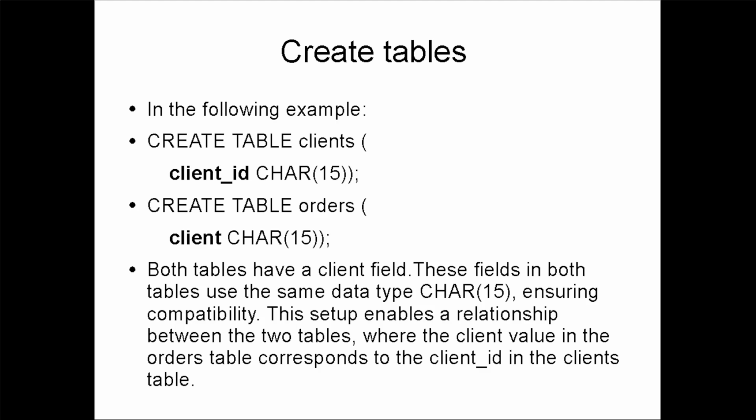If these fields use different data types, such as client_ID being an integer in one table but a character in the other table, it could cause compatibility issues, making relationships difficult to manage. By keeping both fields as character 15, we ensure that data can be accurately linked. With this setup, every order in the orders table is associated with a client from the clients table. The client value in the orders table corresponds to the client_ID in the clients table.